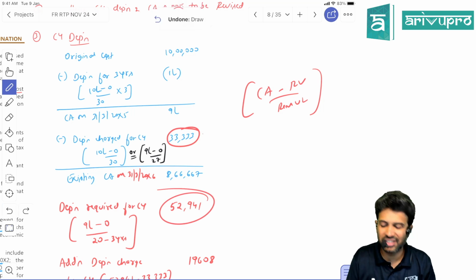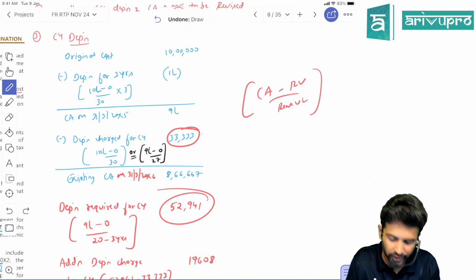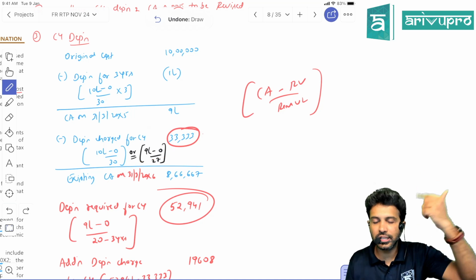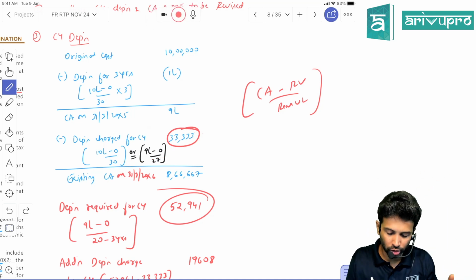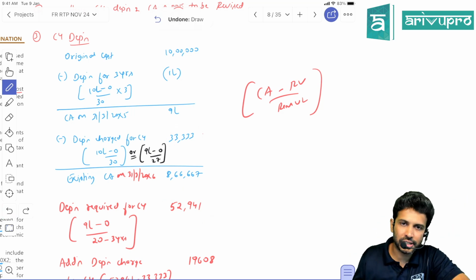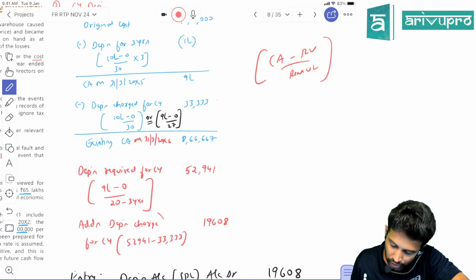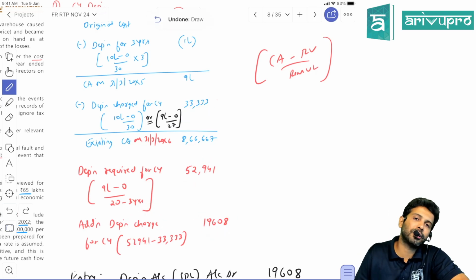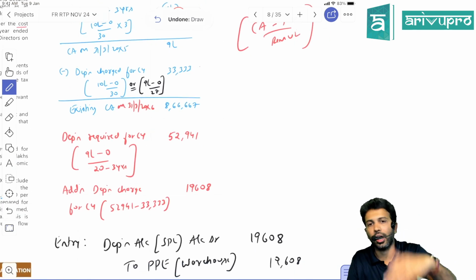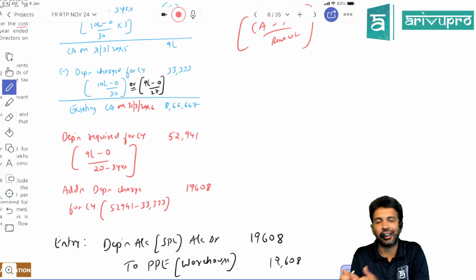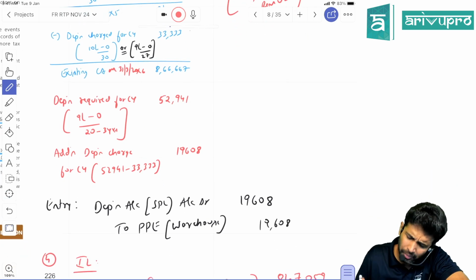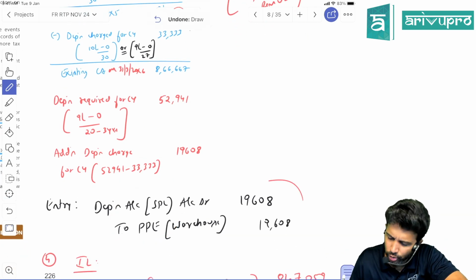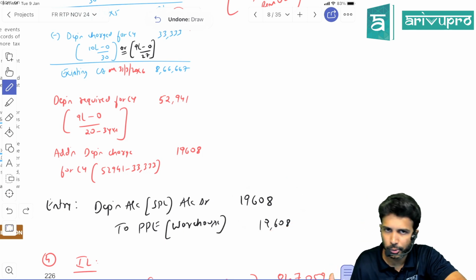For this comparison purpose, I calculated depreciation for the current year separately. Charged is 33, required is 52. So additional depreciation we have to charge in the current year due to this adjusting event. The difference is 19,608 rupees of depreciation that we need to charge in the current year more. So the entry will be depreciation account debit to PP, that is warehouse. That's what we need to do.